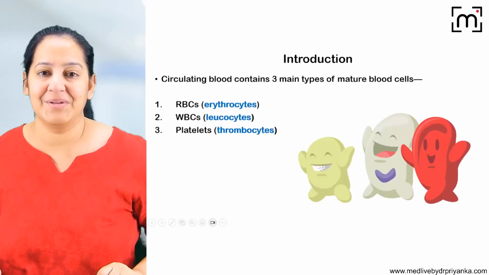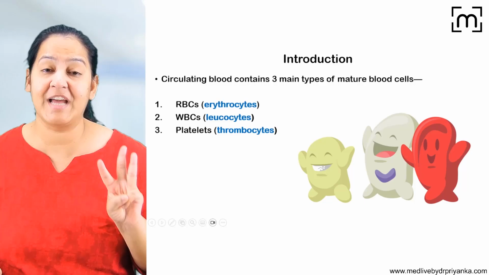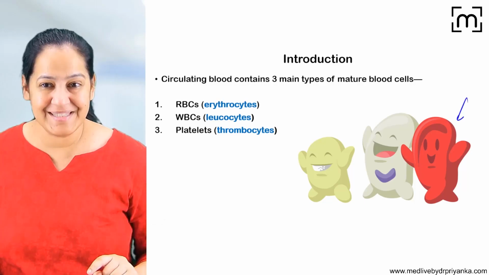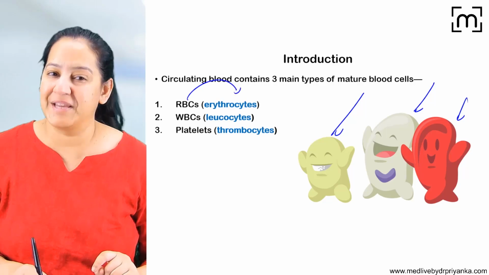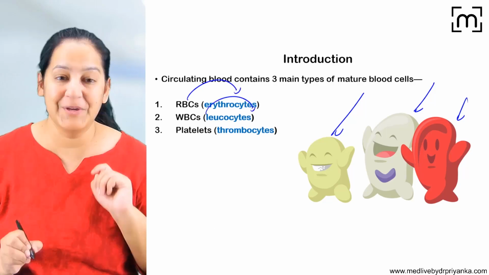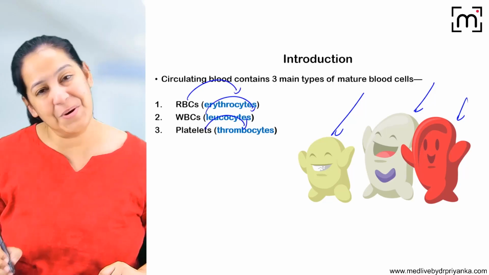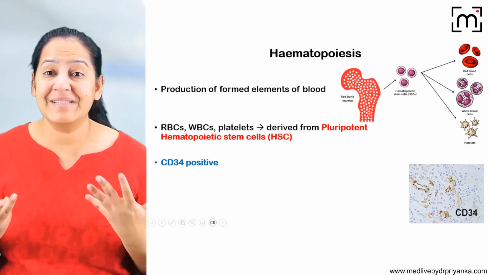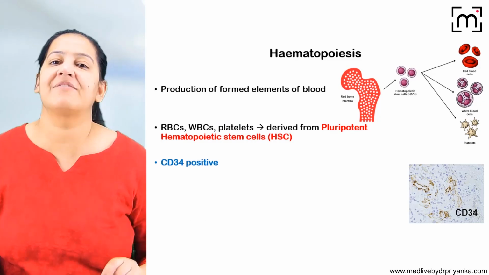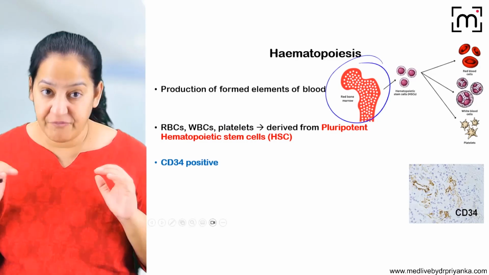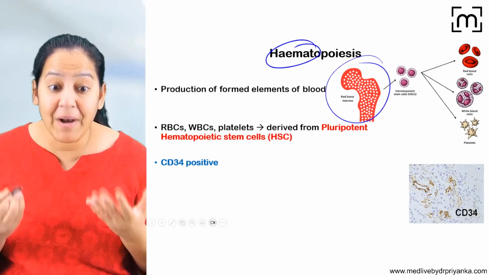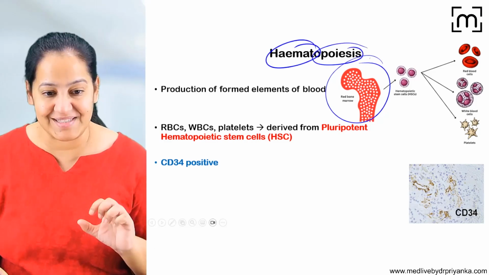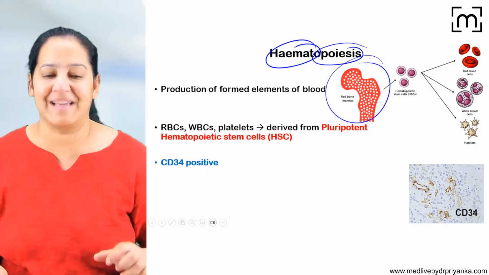So let's start. In the blood, there are three types of blood cells: RBCs, WBCs, and platelets. We know that the RBCs are known as erythrocytes, the WBCs are known as leukocytes, and the platelets are known as thrombocytes. Where are these three cells formed? All the blood cells are formed inside the bone marrow, and the formation of blood cells in the bone marrow is known as hematopoiesis. Hemato means blood cells and poiesis means synthesis. So it is the synthesis of blood cells inside the bone marrow.